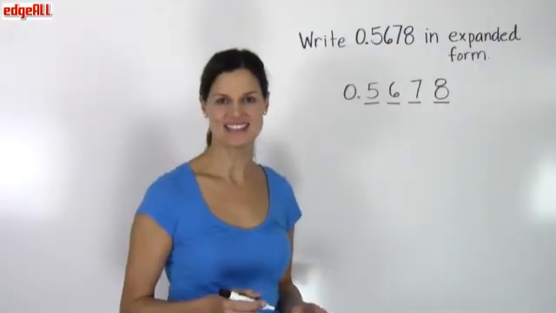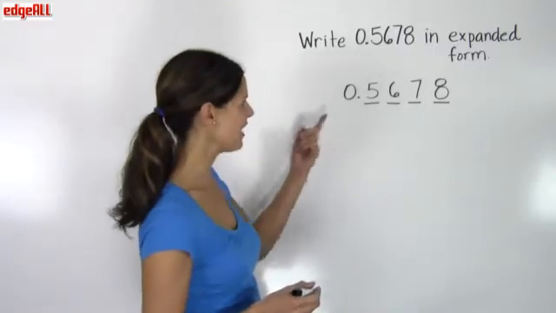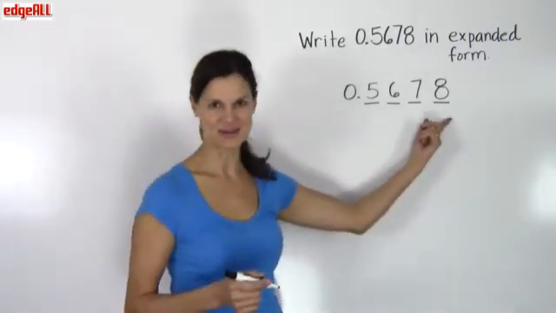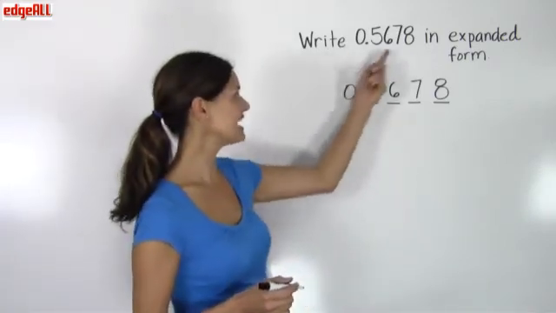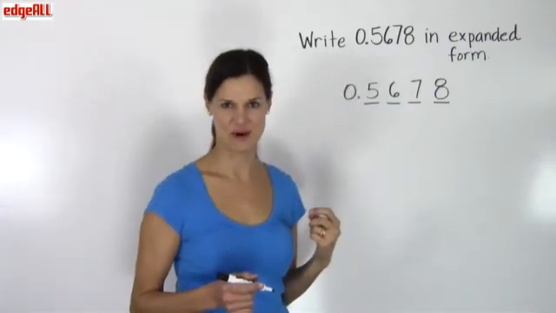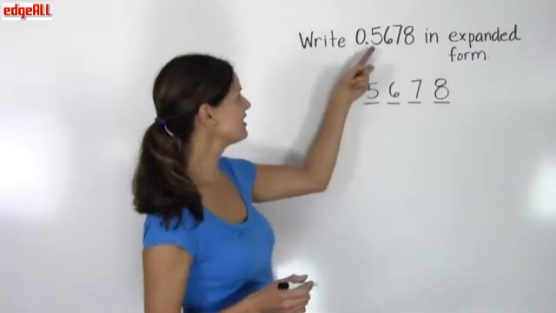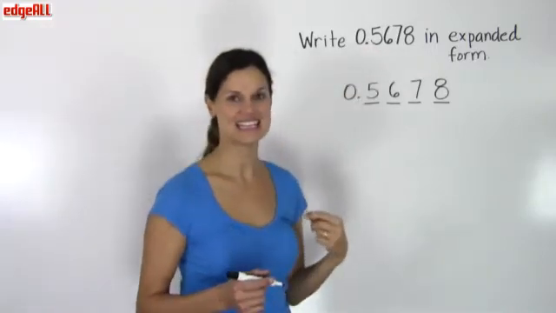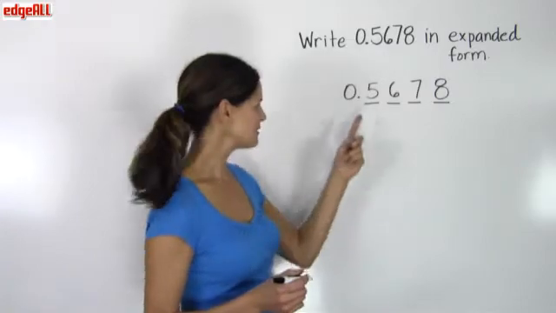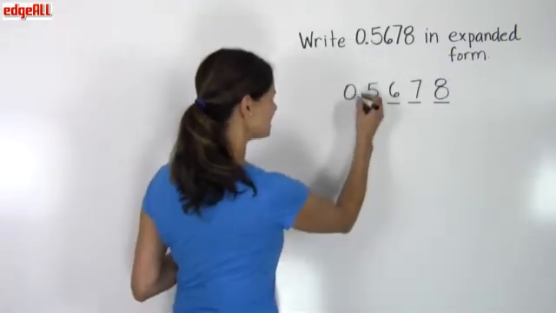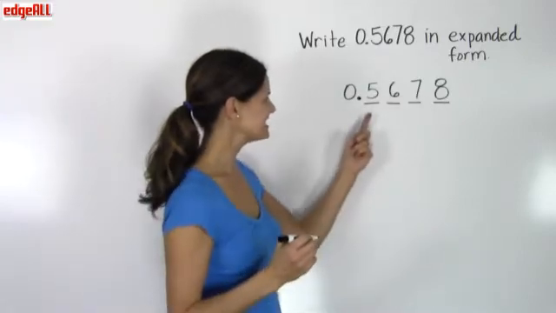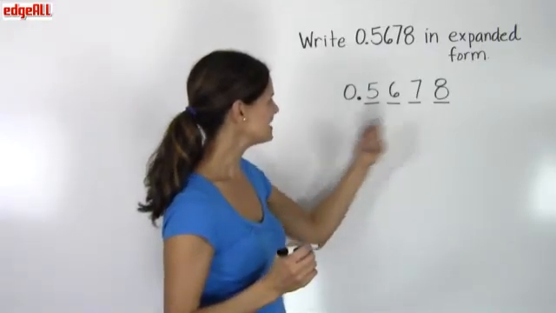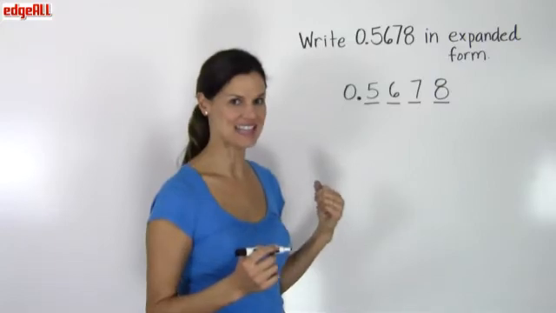Each decimal place also has a place value to the right of the decimal. So let's look at a problem now that's asking us to put a decimal in expanded form. Write 0.5678 in expanded form. So let's remember that to the right of our decimal point, each of these places has a place value that decreases by a factor of 10.